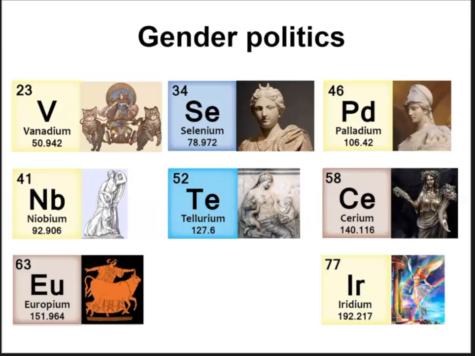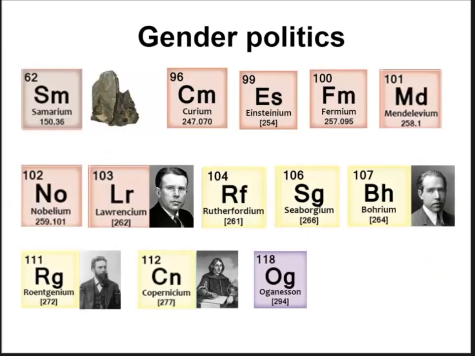So women feature in the periodic table, but as goddesses only. Whereas men, on the other hand, there are a lot of them. We've got samarium. It's not clear again whether samarium is named after the Russian colonel who discovered samarskite, this mineral, or whether it's named after the mineral. I couldn't find a photograph of him, unfortunately. It's one of those ambiguous ones. But we've got curium and einsteinium and fermium and mendelevium and nobelium, and here's Lawrence.